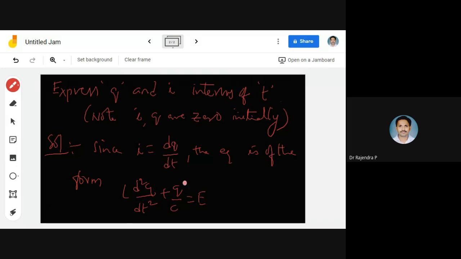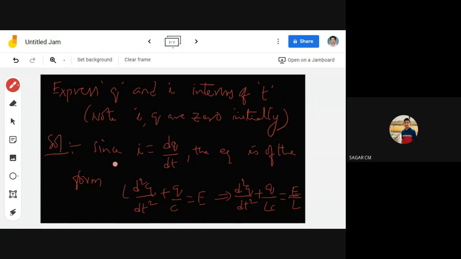Make sure that while doing these types of problems, don't keep any coefficient on the second-order term. So to do that, I can divide the entire equation by L. If I divide by L, I get d square q by dt square plus q by LC, which is equal to E by L. Correct? Are you following me?